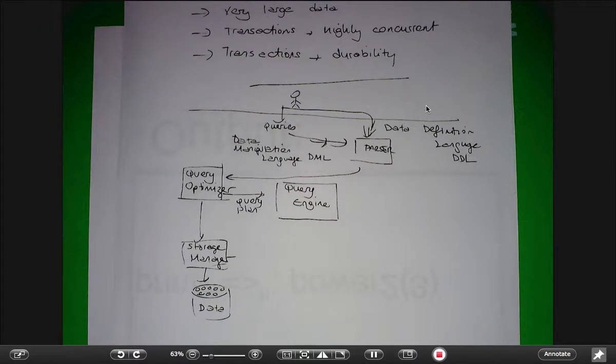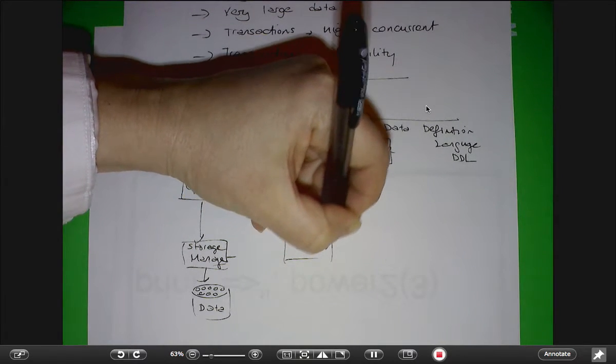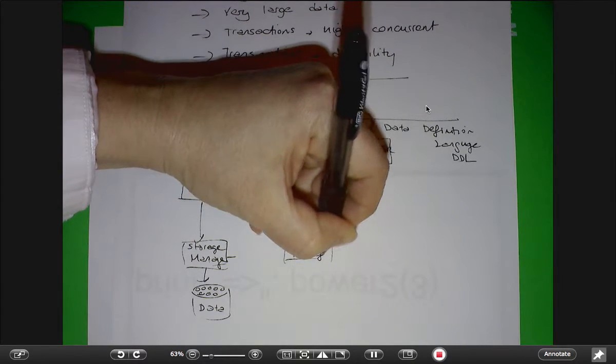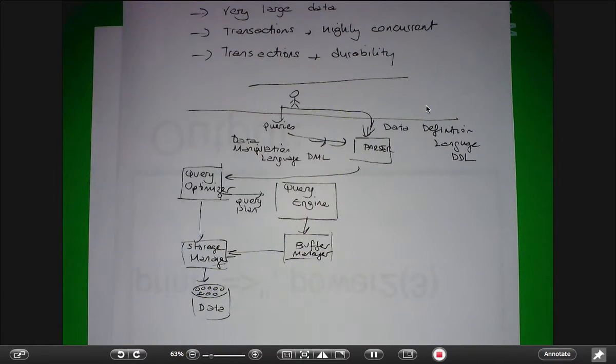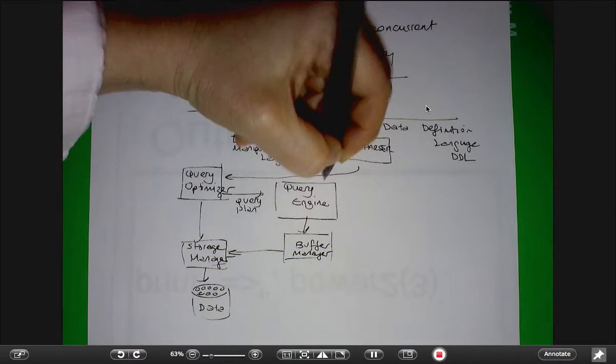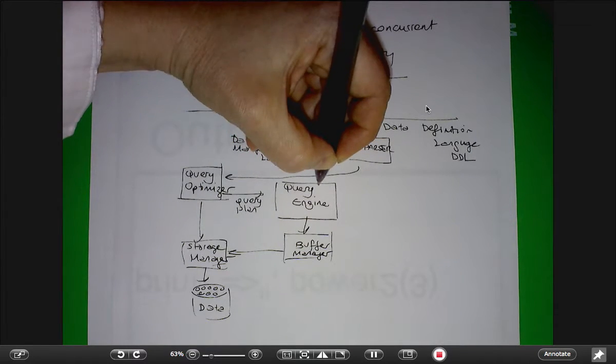So what does the query engine do? The query engine will basically keep track of what you're doing and maintain buffers, right? So basically keep certain pages in memory, shuffle some out, shuffle some back in. So it's going to work with a buffer manager to get the data that it needs to find the results and return it back to the user.